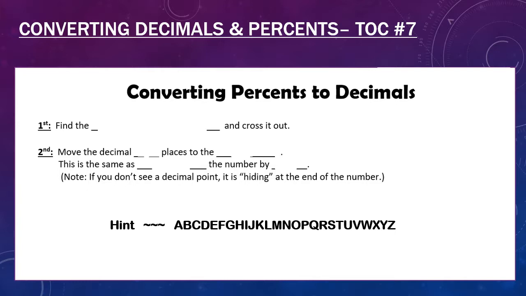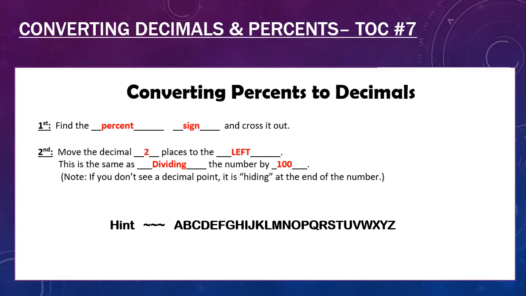So our first step is going to be find the percent sign and cross it out. We don't need it anymore, so once we cross it out, we're going to become a decimal. Second step, you're going to move your decimal 2 places to the left this time. This is the same as instead of multiplying, which is how we became a percent, now to go from a percent to a decimal, you do the opposite, which is to divide. So we're going to divide the number by 100. And that's just the reason why we're moving 2 places to the left.